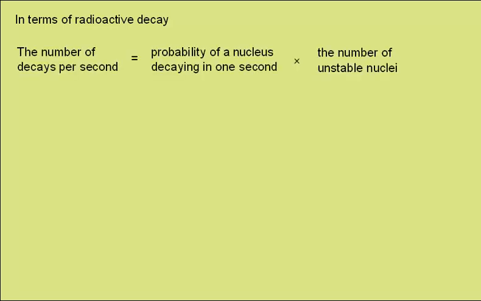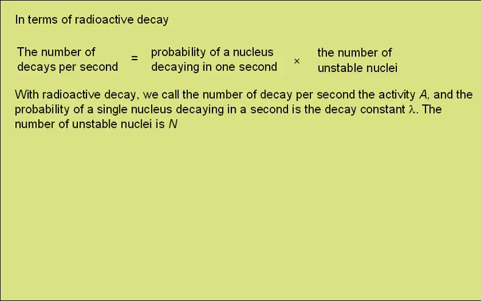Putting this in the terminology we use for radioactive decay, the number of decays per second will equal the probability of one particular nucleus decaying in 1 second, multiplied by the number of unstable nuclei still present. With radioactive decay, we call the number of decays per second the activity in becquerels, and the probability of a single nucleus decaying in a second is the decay constant lambda. The number of unstable nuclei is given the symbol N. So we can write that activity A is equal to decay constant lambda multiplied by the number of unstable nuclei present, N.